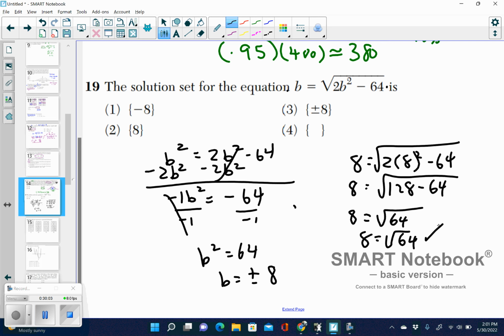That is true. If I plugged in negative 8, so now all of these are going to be negative, this one is going to be negative, right? Is negative 8 equal to the square root of 64? That is not true. That is false. The square root of 64 is 8. So the only answer that works here is positive 8. Okay, and you could check this with the graphing calculator.